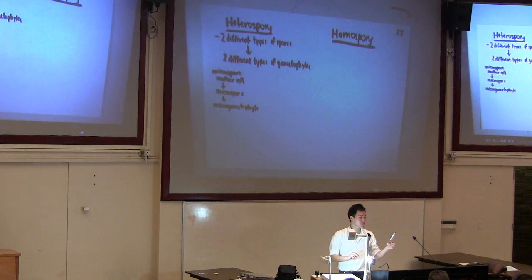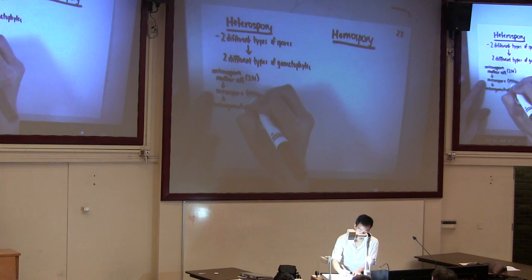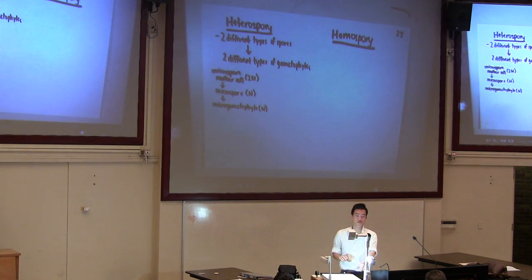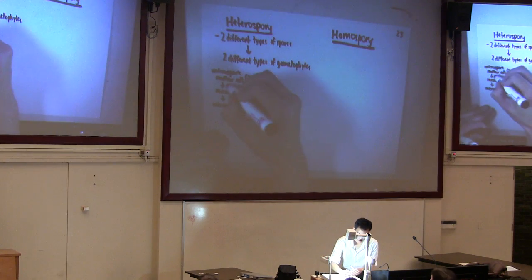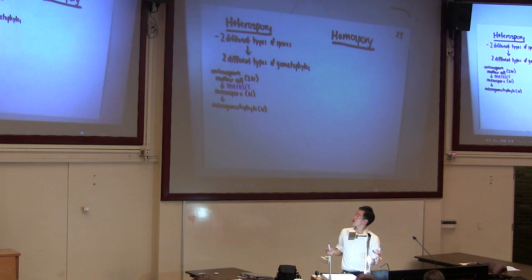Is the microspore mother cell haploid or diploid? It's diploid. Microspore is haploid, and so is the gametophyte. So going from the microspore mother cell to the microspore, is that meiosis or is that mitosis? That's meiosis. Going from the microspore to the microgametophyte, is that mitosis or meiosis? Mitosis.